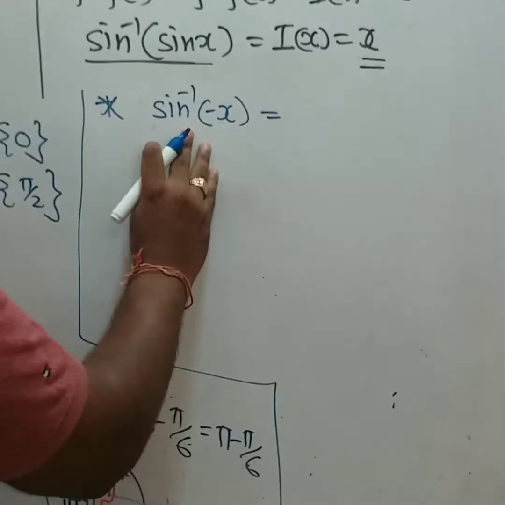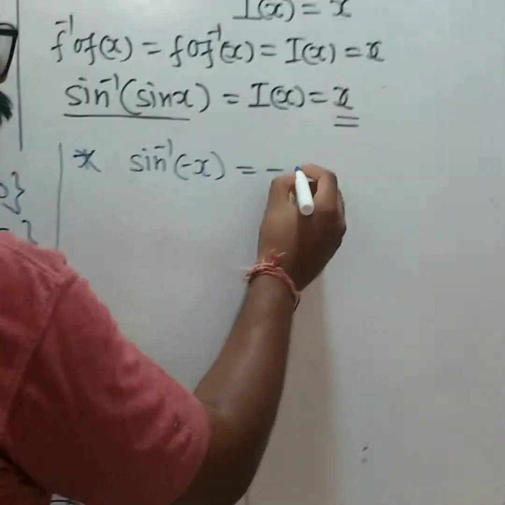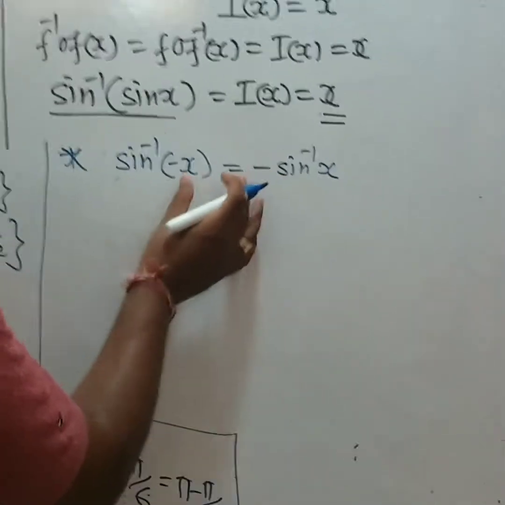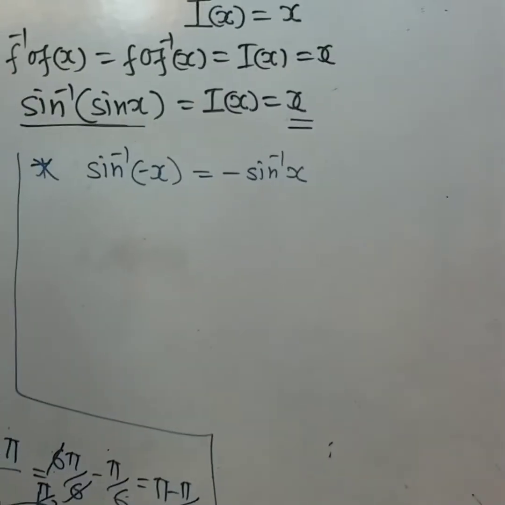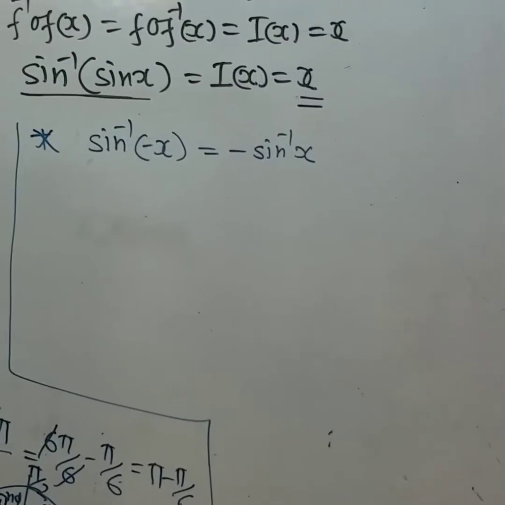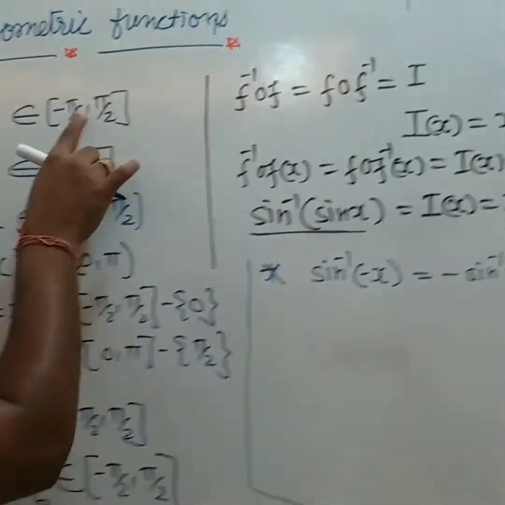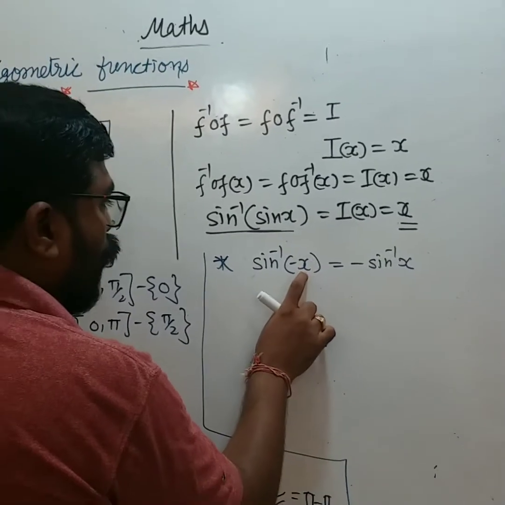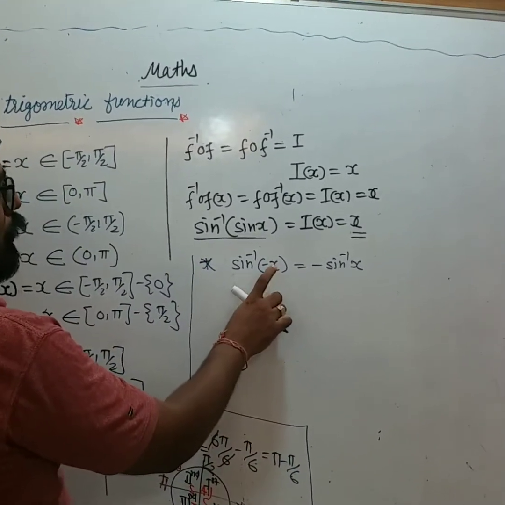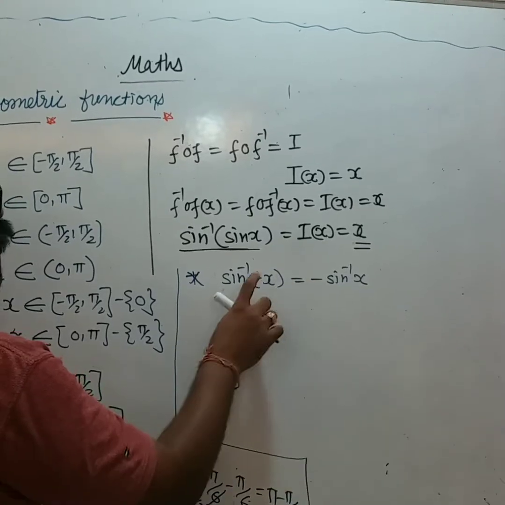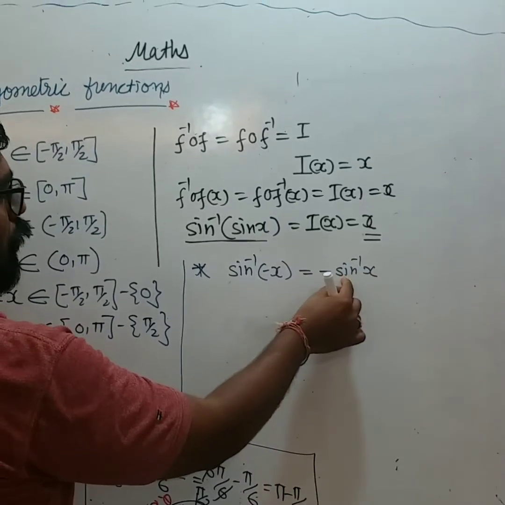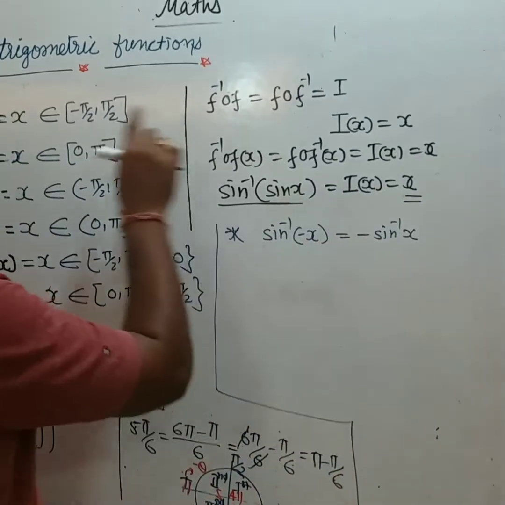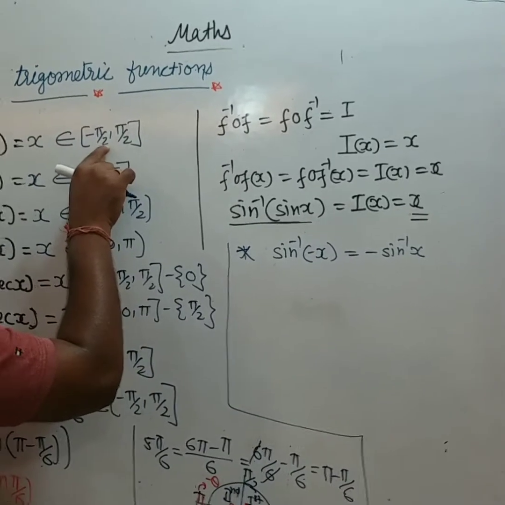Then sine inverse is an odd function, so we can write minus sine inverse of x. Because negative values lie in the range of the sine inverse function, it relates to this interval. See here, if this value is negative, then put the minus sign outside, that is minus sine inverse x. This becomes sine inverse of x because the minus value is present in this interval.